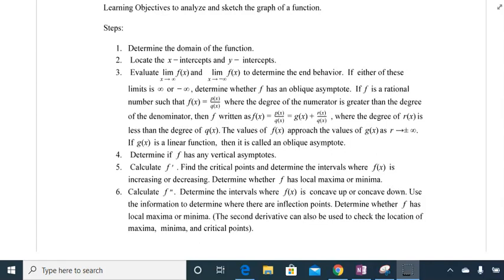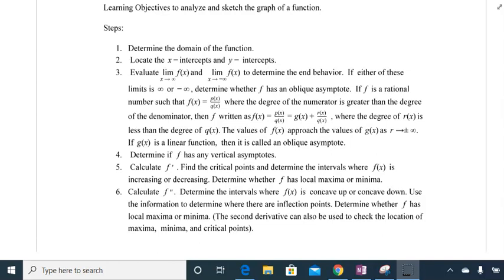Today our learning objectives are to analyze and sketch graphs of functions. The steps that we will take in general: first of all, we want to determine the domain of the function. 2, we want to locate the x-intercepts and the y-intercepts. 3, we want to determine the end behavior, that is, we want to find the limits as x approaches positive infinity and negative infinity of the function.